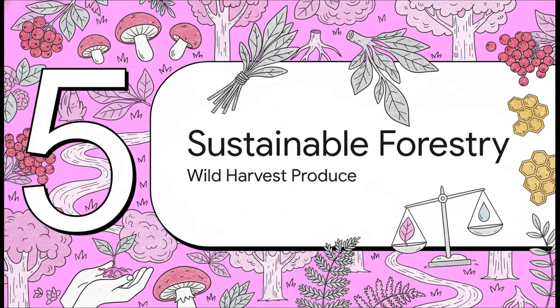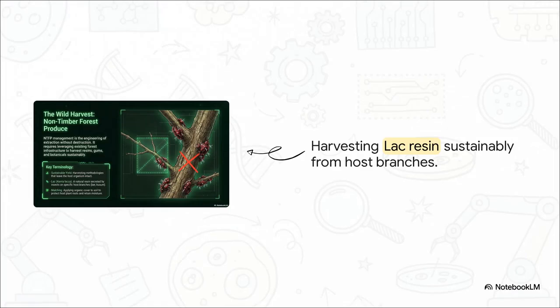Moving out into nature for Section 5, Wild Harvest, Sustainable Forestry, Non-Timber Forest Produce. So next, we step entirely out of the built environment and into the wild. And here, the engineering challenge completely flips. It becomes all about extraction without destruction. We achieve this by leveraging existing natural forest infrastructure to harvest resources. In this case, natural lac resin secreted by insects on host branches.